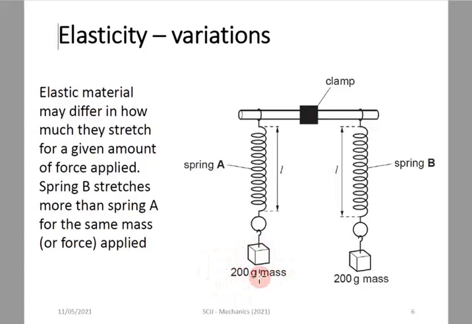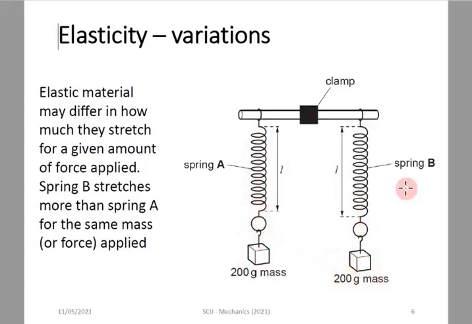This is a 200-gram mass. If this is mass, then you have to change it to kilograms, which is 0.2 kilograms. Yes, 0.2 kilograms. Then you multiply by the acceleration due to gravity, which is 10. It will make it 2 Newton. So we are going to have a 2 Newton weight hung on this spring. The same 2 Newton weight is hung on this spring.